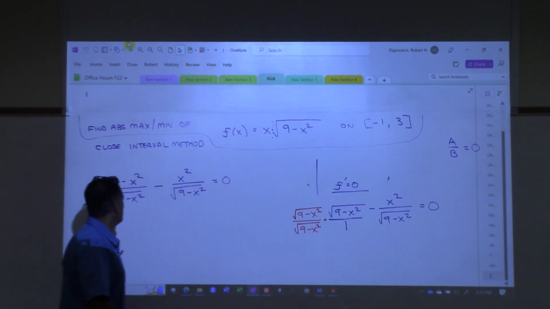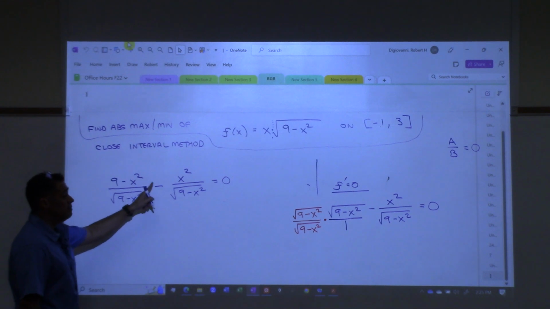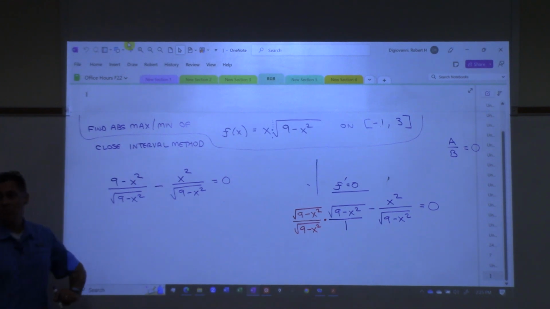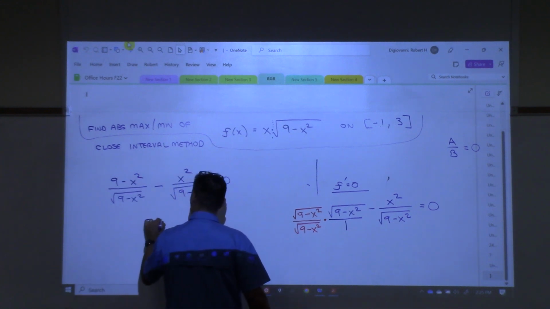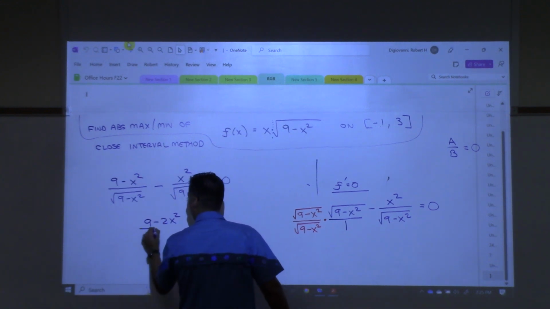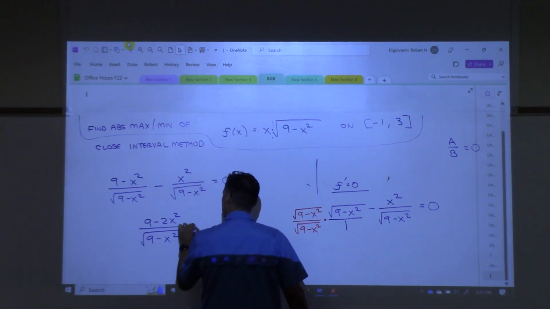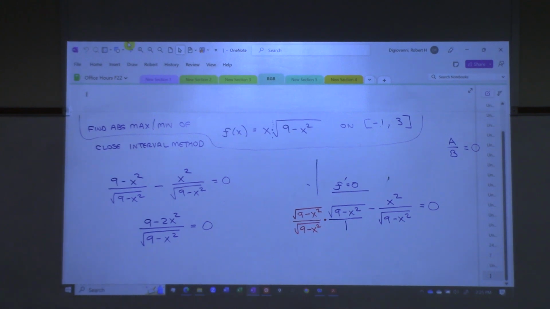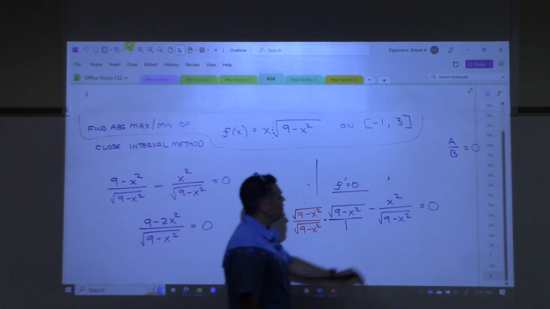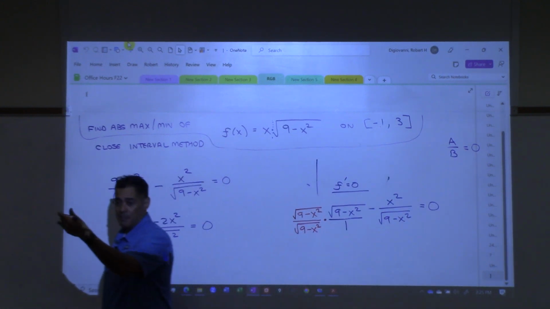And now I can put those together, right, into one fraction. They have the same denominator. And it'll just be 9 minus x squared minus x squared again, which is 9 minus 2x squared, all over the square root of 9 minus x squared equals 0. Now I have a single fraction, a over b, equals 0. So the only thing I need to worry about now is when is the top 0.